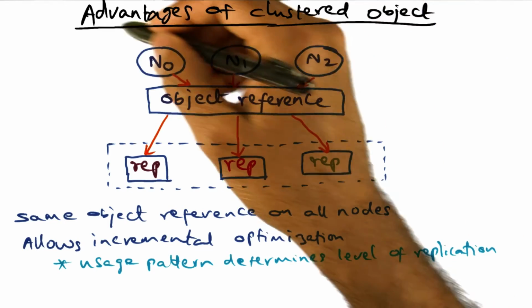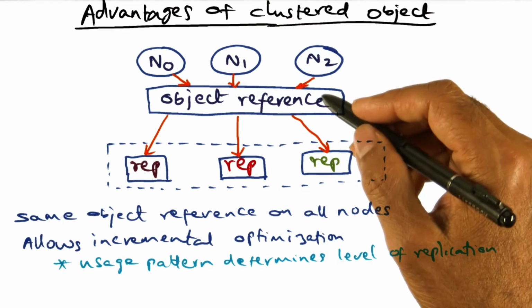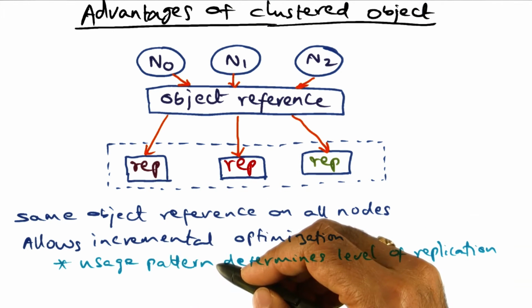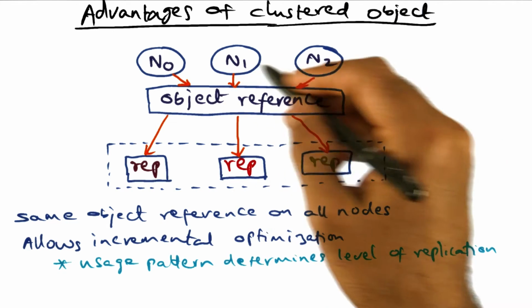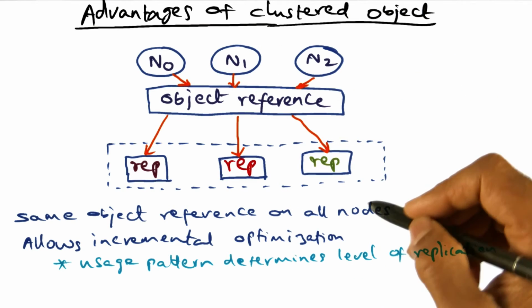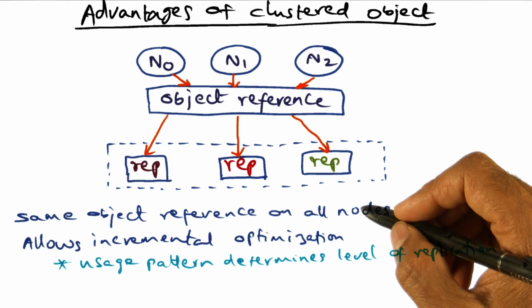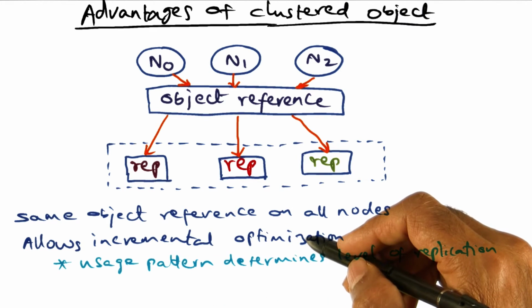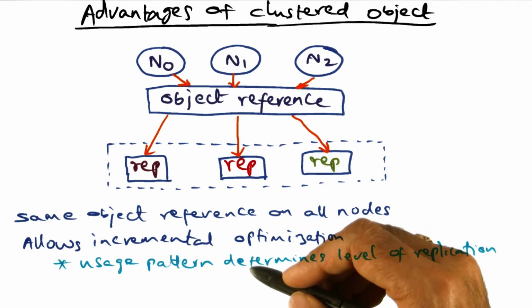Clustered object offers several advantages. First of all, the object reference is the same on all the nodes. So that's very, very important. Regardless of which node a particular service is executing, they all have the same object reference. But under the covers, you can have incremental optimization of the implementation of that object.